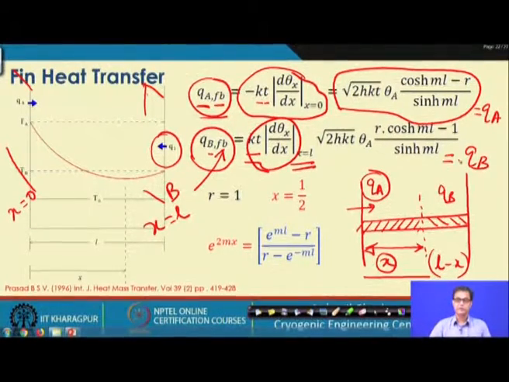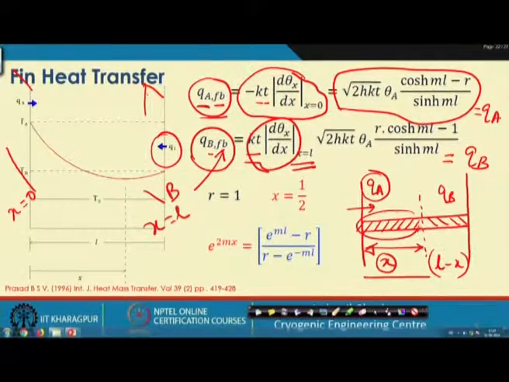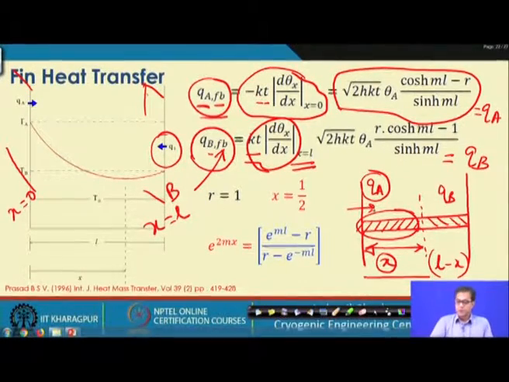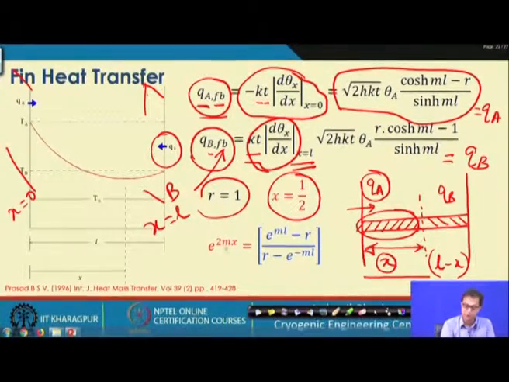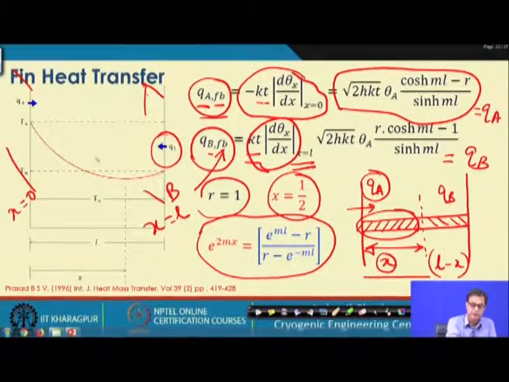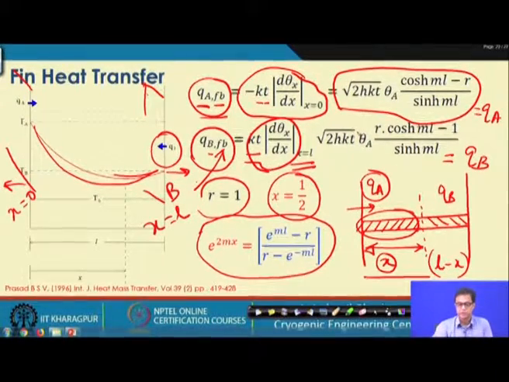Is there any special significance that Q A fin base and Q A are equal? It is expected that the fin base heat transfer and the heat transfer taking place through this fin are supposed to be the same, but we will find the difference later on. So, here in this case, as such, when r is equal to 1 and x is half, or for other relations where we know the fin extrema is located within this region, or it is slightly on this side or on this side, this expression remains valid.